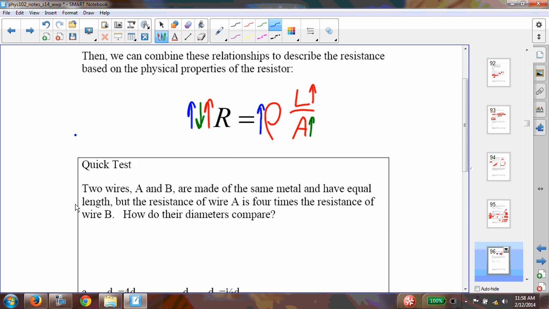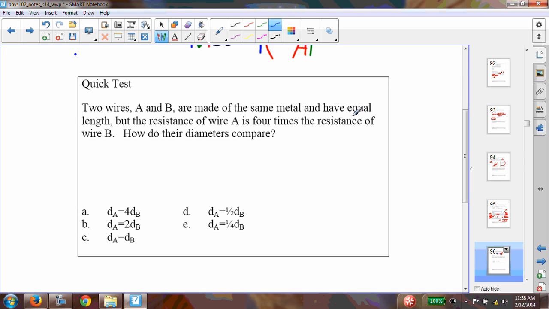Let's try this quick test. You can try it on your own. I have two wires that are made of the same metal, so they have the same resistivity. They also have equal length, so the length is the same. But the resistance of wire A is 4 times the resistance of wire B. So the resistance of wire A equals 4 times the resistance of wire B. And then I ask, how do their diameters compare?